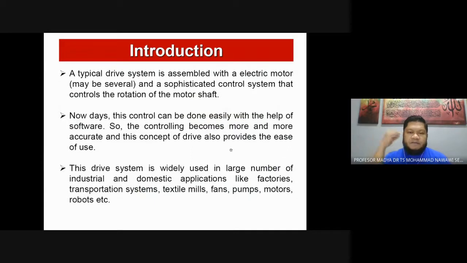A typical drive system is assembled with an electric motor and a sophisticated control system that controls the rotation of the motor shaft. Nowadays, this control can be done easily with the help of software, so the controlling becomes more and more accurate, and this concept of drive also provides an ease of use.